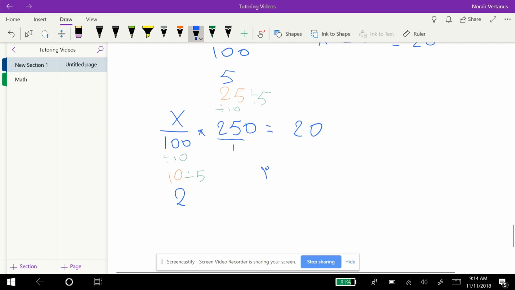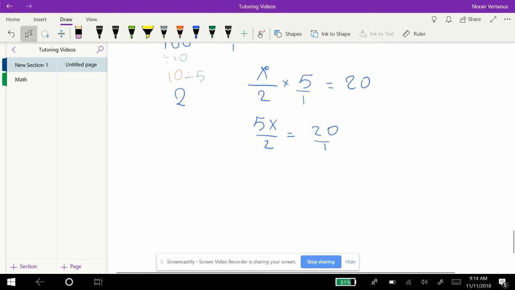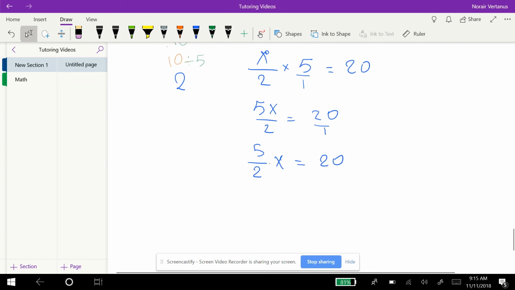So this simplifies into x over 2 times 5 equal to 20. Now this is easier to solve, the smaller numbers you have. If you multiply 5 times x is 5x, 1 times 2 is 2, equal to 20, right? That's the same as 5 over 2 x equal to 20. To get rid of this 5 over 2, because it's multiplied to x, either you can divide by 5 over 2 on both sides, that's one method, or you can multiply by the reciprocal of 5 over 2. I'm going to practice that here so that you get exposed to getting rid of a fraction by multiplying by the reciprocal of that number.